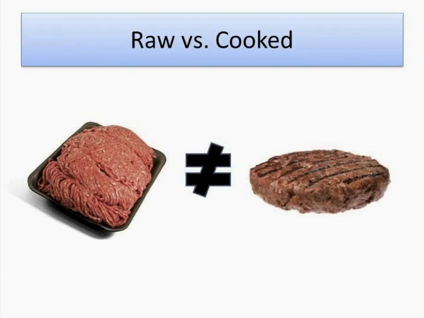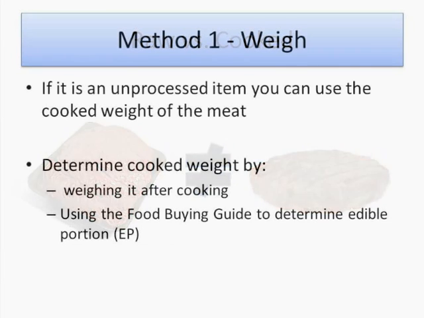Another thing to remember when crediting meat is that the raw weight will more often than not differ from the cooked weight. A cooked weight for meat is the meat ounce equivalent, or the creditable amount of meat. There are two methods for determining the meat ounce equivalent for meat products. We will discuss meat alternates at the end of this video.